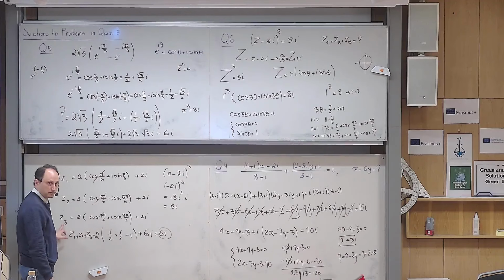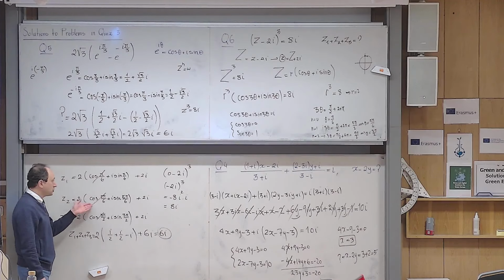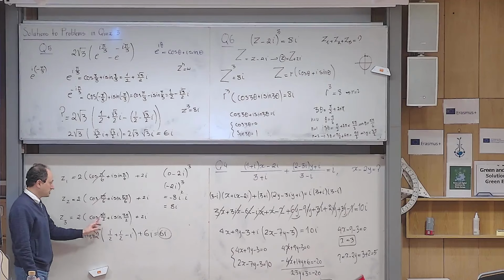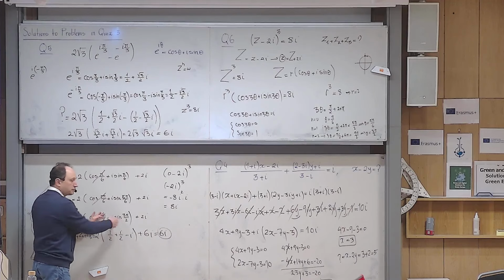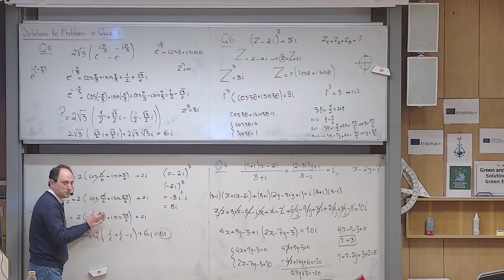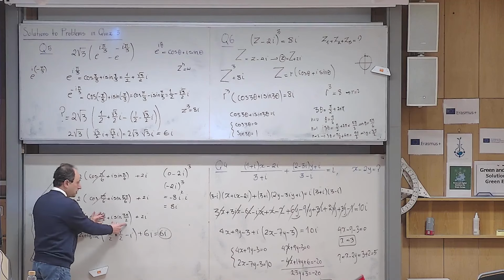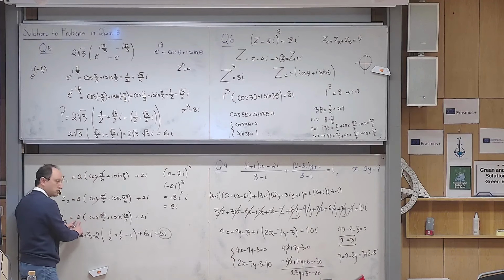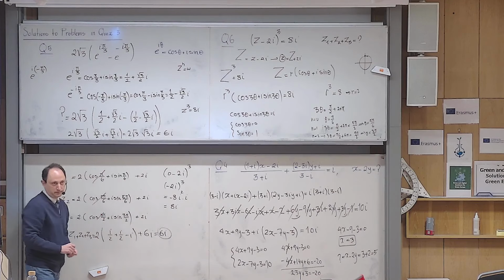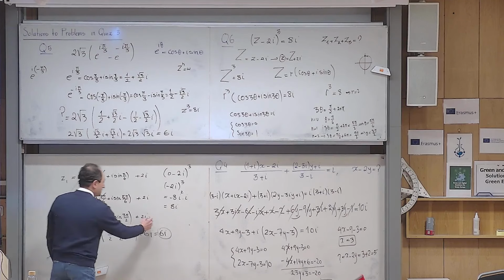This one is 0, because sine of 270 degrees is minus 1. So this becomes minus i times 2, which is minus 2i, and then plus 2i is 0. So this answer is indeed 0, by the way.